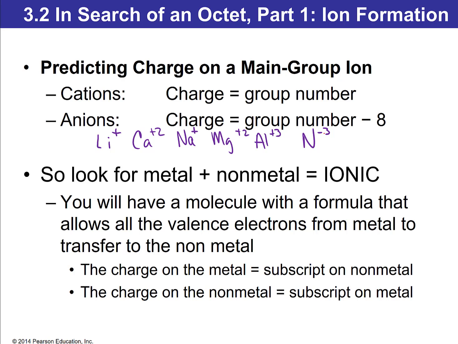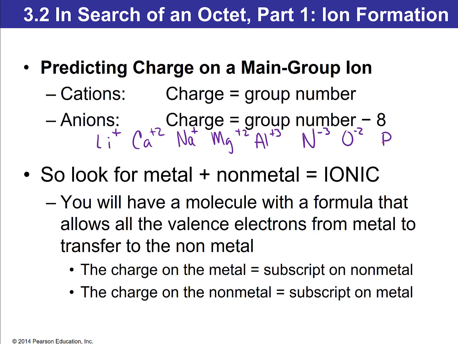So if you take its group number minus 8, I just always look at the group number and then I'm like, okay, it needs 3 in order to make 8. Like I always just figure, how many do I need to gain in order to make 8? And those are going to gain negative electrons. So it's always going to have a negative charge. So nitrogen would be a -3. That means oxygen is a -2.